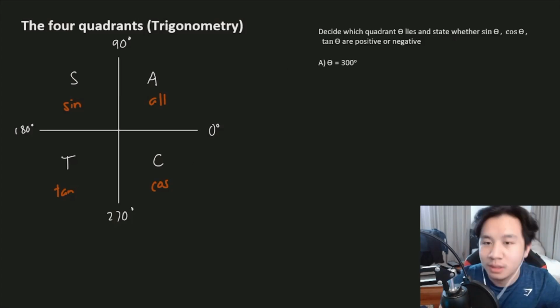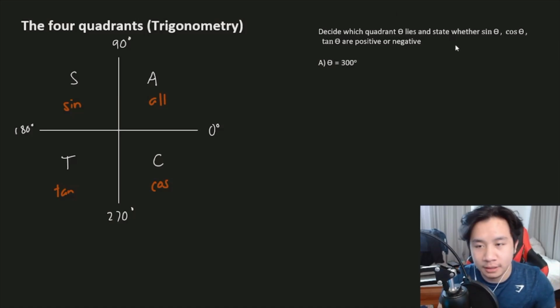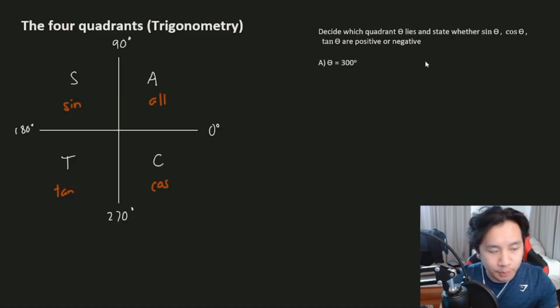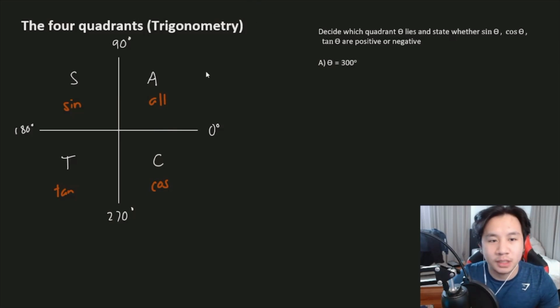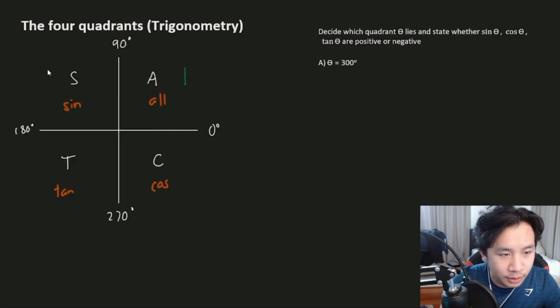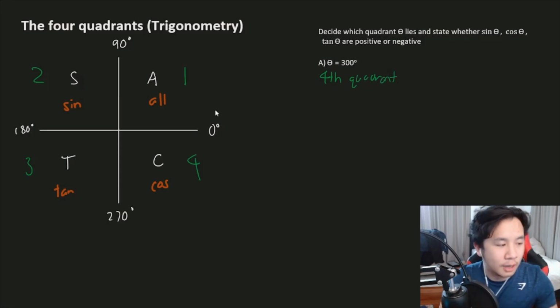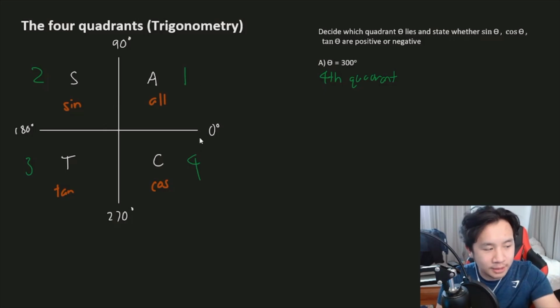So here we have a question to decide which quadrant theta lies in and state whether sine, cos, tan are positive or negative. So this is for 300 degrees, and that's in this quadrant right here. If you remember your quadrants, I should have mentioned it before, it goes first, second, third, fourth, and this is the fourth one. So fourth quadrant. Just to clarify, it goes anti-clockwise.